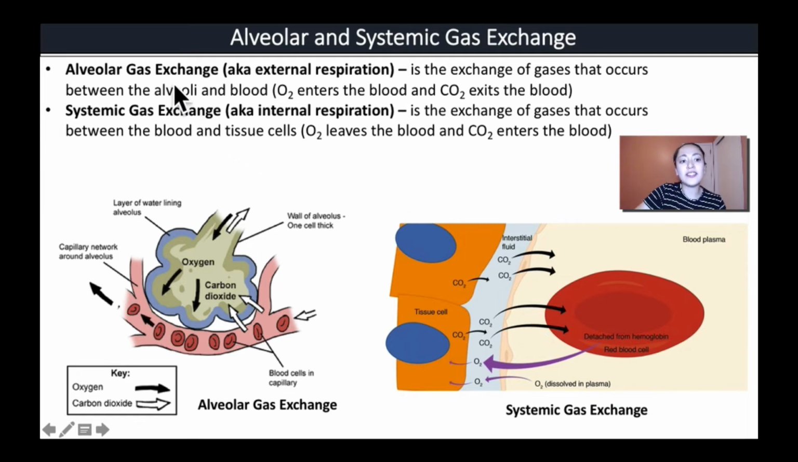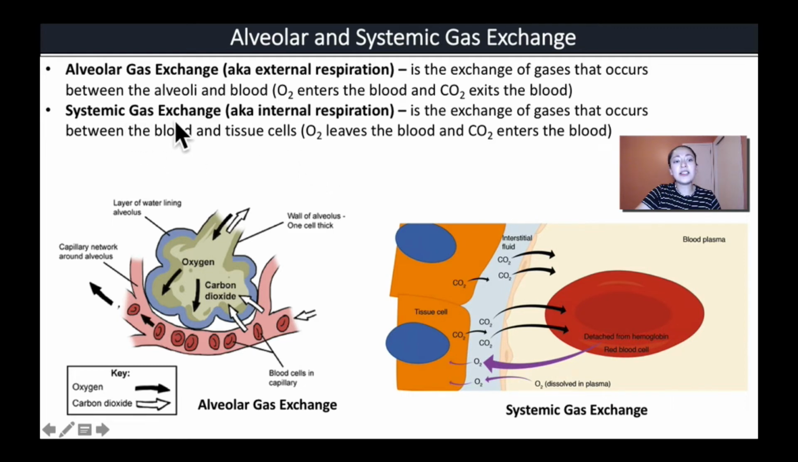Alveolar gas exchange is also known as external respiration. It is the exchange of gases that occurs between the air space in the alveoli and the blood in the pulmonary capillaries. Which direction are the gases moving here? Oxygen, which we inhale, moves from the air space in our alveoli into the blood. Carbon dioxide is a waste product that our body creates, so carbon dioxide will move from our blood into the airspace so that it can be exhaled.